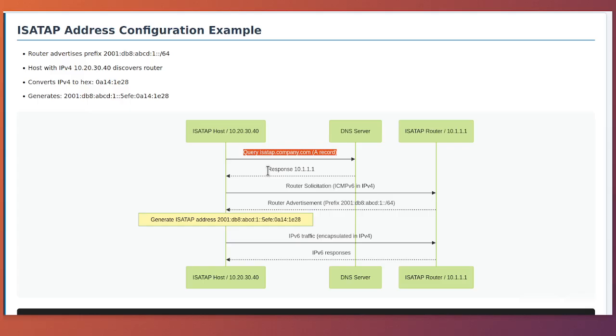Once the router is discovered, the workstation begins listening for router advertisements from 10.1.1.1. The ISATAP router sends periodic router advertisements containing the prefix 2001:db8:abcd:1::/64. When the workstation receives this advertisement, it automatically generates its ISATAP address. It takes the received prefix, appends the ISATAP identifier 0000:5EFE, and then converts its IPv4 address to hexadecimal.